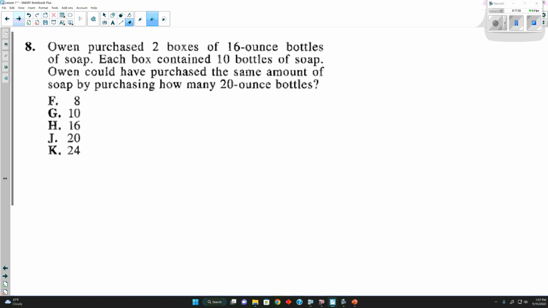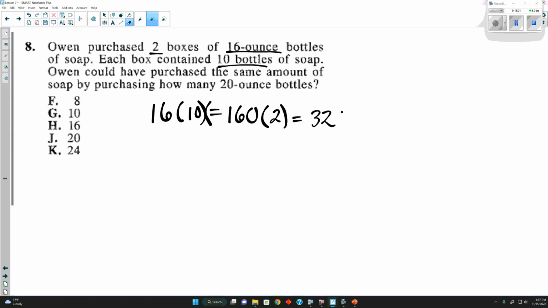So let's see what he did. Owen purchased 2 boxes of 16-ounce bottles of soap. Each box contains 10 bottles. So one box has 10 16-ounce bottles, yes? So we can say 16 times 10, yes? But how many of those did he get? 2, which is 320. So he got 320 ounces of soap.